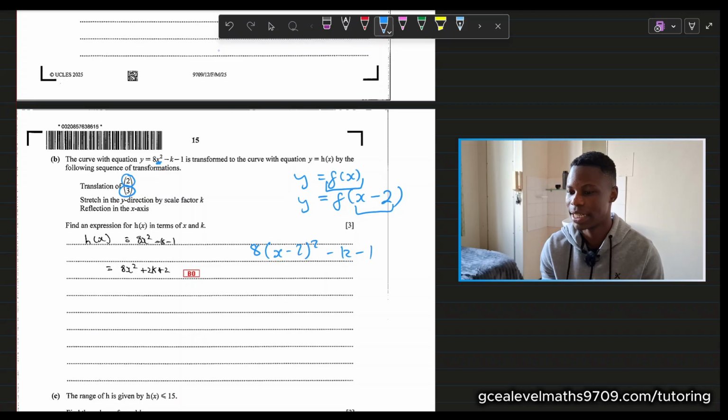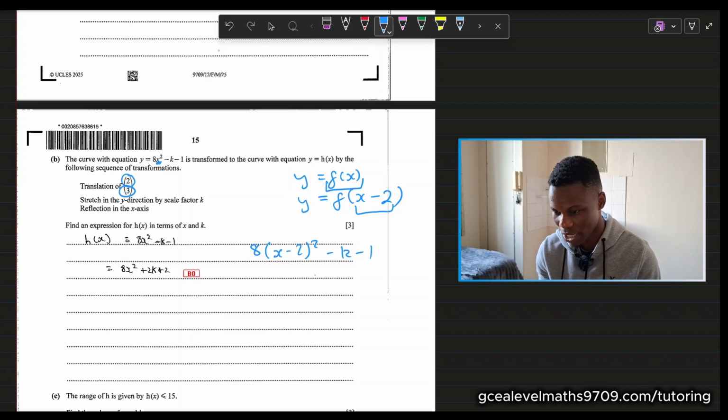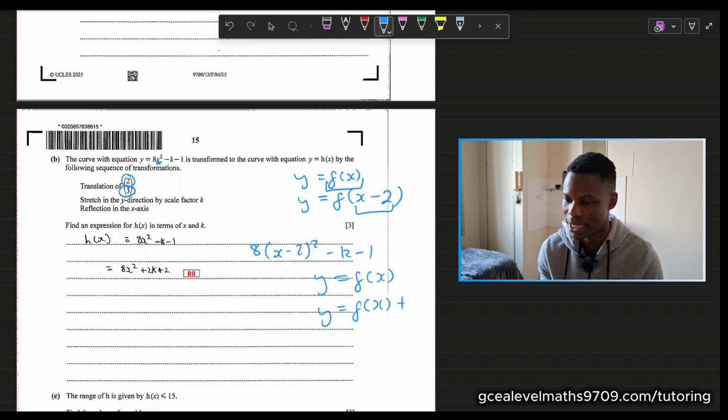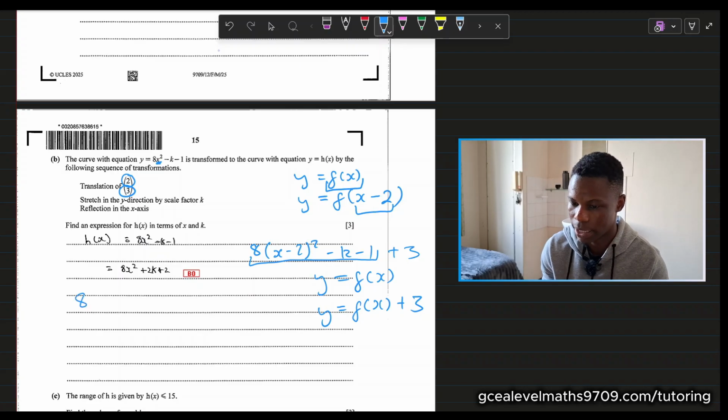The next one will be translation in the y. So if you've got y is equal to f of x, translation in the y is f of x plus whatever constant you've added. In this case, we've added 3, so plus 3. So it means if this here is our new f of x, you just add 3 at the end of that function, right? So you then end up with a new function. I'll write it here, 8(x minus 2) squared minus k. Then we've got minus 1 plus 3, so that's going to be plus 2.